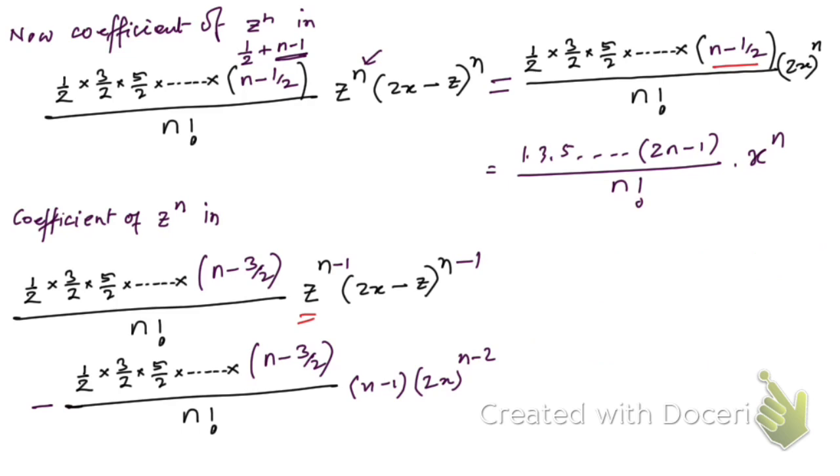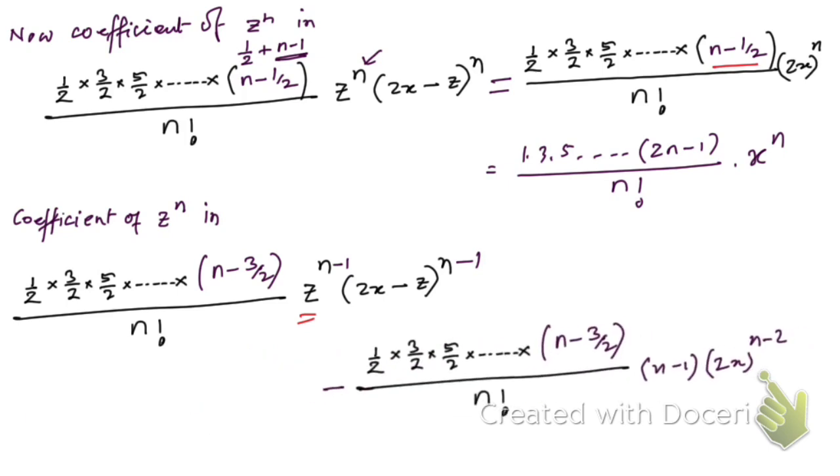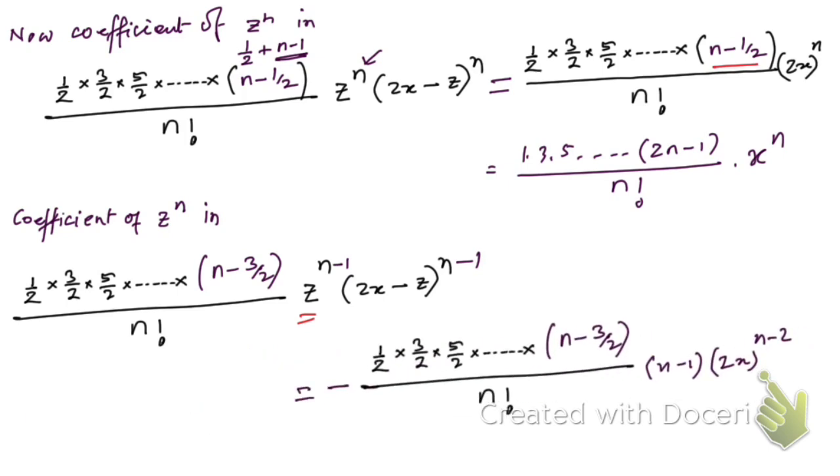This is the coefficient of z to the power n in this term, right? Hope you have understood this. Similarly we can obtain, here you see, from here we will get 2 to the power n minus 2.